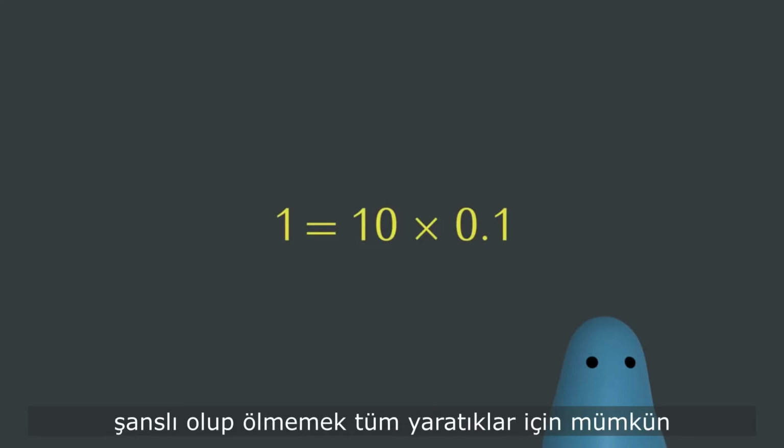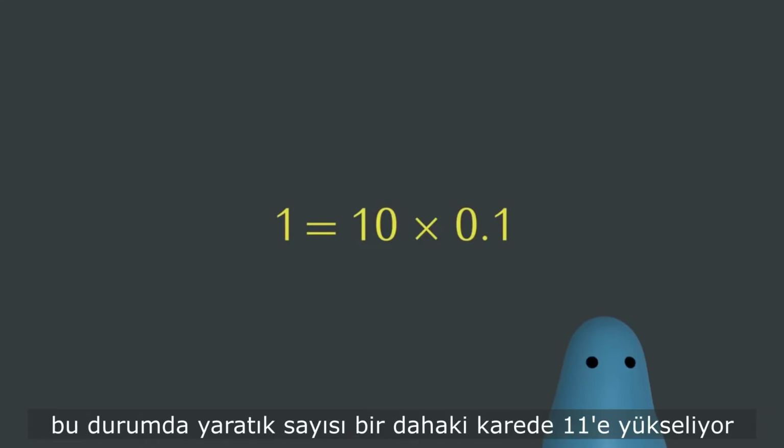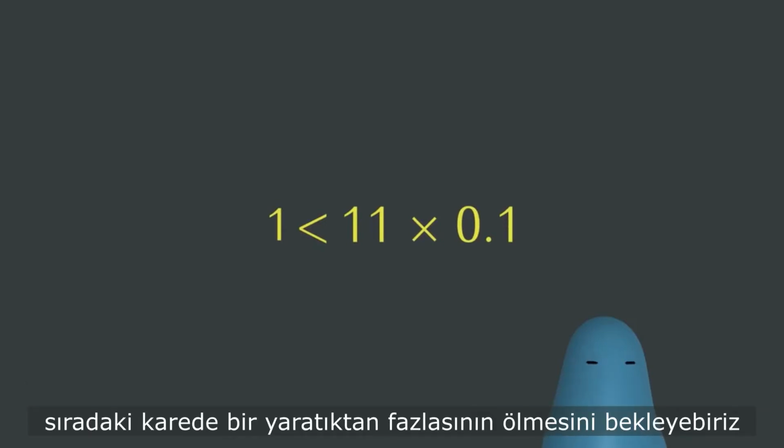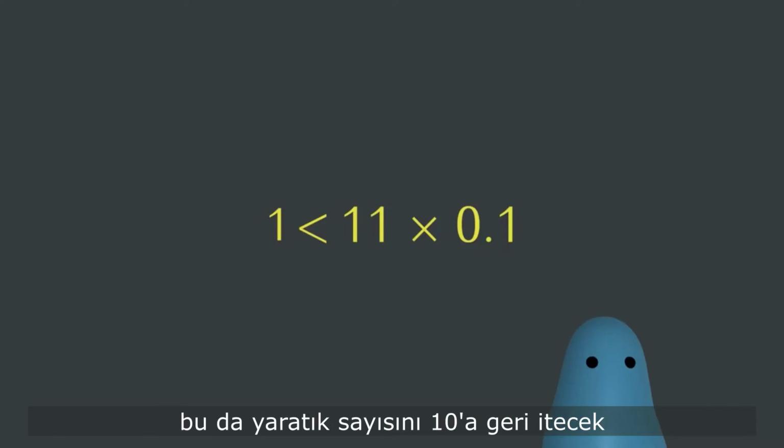It's possible for all of the creatures to get lucky and not die, in which case the number of creatures rises to 11 in the next frame. But then the expected death rate will be higher than the birth rate, and then on average we'd expect more than one creature to die in the next frame, which would push the number back toward 10.